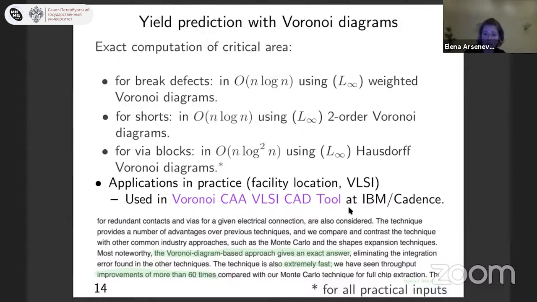What I consider nice is related to your question about n log n and what the runtime is. Of course, the runtime is probably not very small, but compared to what they had before, they say they have improvements of more than 60 times, and this is somehow impressive. And for them, giving an exact answer is also very important, because beforehand they could just approximate things. So this story is part of a commercial tool.